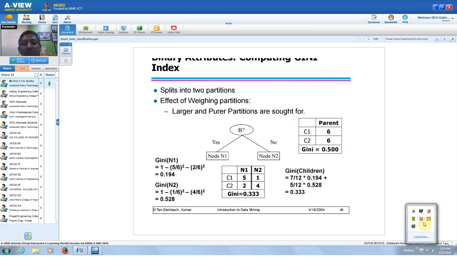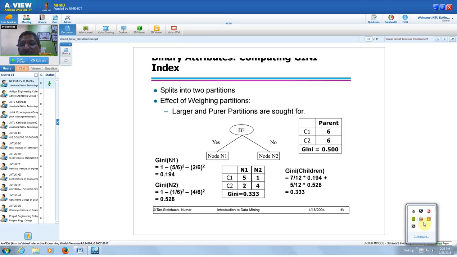See, split into two partitions. The effect of weighted partitions will get larger, and pure partitions are sought for. N1 and N2, there are two nodes here after the split. N1 has got 5 records of C1 and 2 records of C2. N2 has got 1 record of C1 and 4 records of C2. So this split has given a Gini index of 0.333.